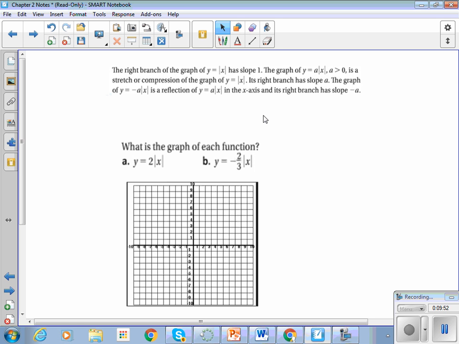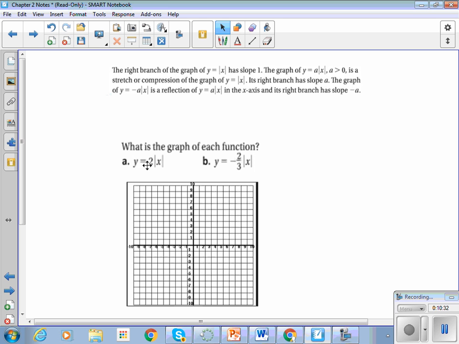So if I multiply it by 2, then my new slope on the right-hand side is going to be up 2 over 1. If I multiply it by 4, my new slope on the right-hand side is going to be up 4 over 1. If I multiply it by 1/2, it's going to be up 1 over 2. So the slope of your absolute value line changes with whatever multiplier we put on the front. And then the left-hand side is going to reflect that and match the right-hand side to keep our symmetry, because our absolute value is symmetric. Okay, so let's see how that looks.